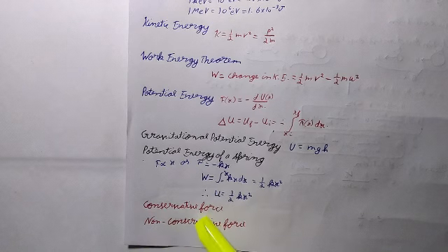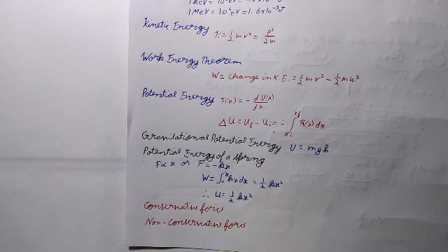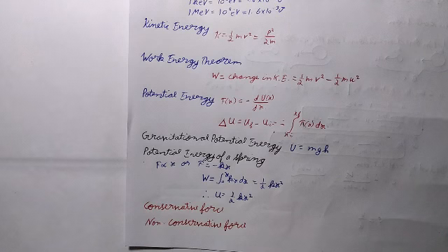Now, conservative force. A force is conservative, first, if the work done by the force in displacing a particle from one point to another point is independent of the path followed by the particle. And second, if the work done by the force in moving a particle around any closed path is zero. Gravitational force, electrostatic force, and elastic force of a spring all are conservative forces.